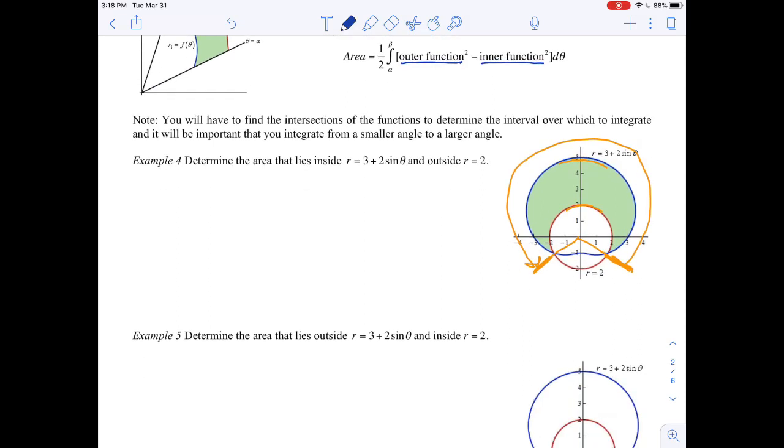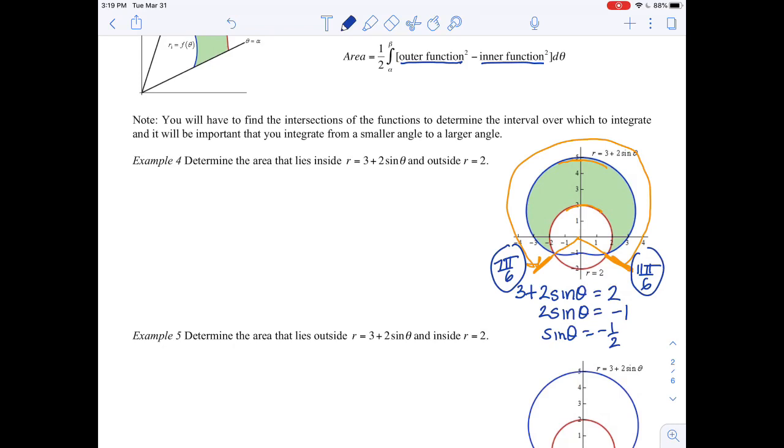So if I set these two functions equal to each other, 3 plus 2 sine theta equals 2. You'd subtract 3 from both sides and get 2 sine theta equals -1, or sine of theta equals -1/2. If you go back to thinking of special right triangles and all your exact value trig stuff, you'll find out that this gives you two solutions. This is 7 pi over 6, and this is 11 pi over 6.